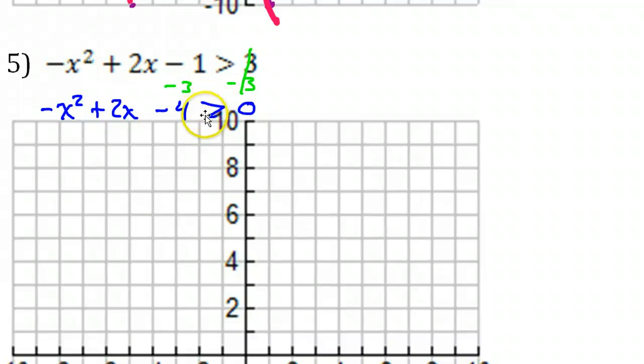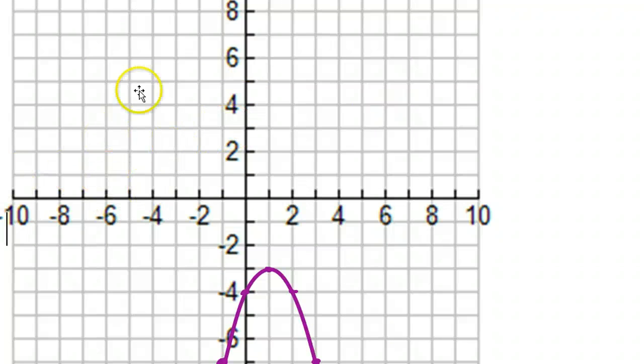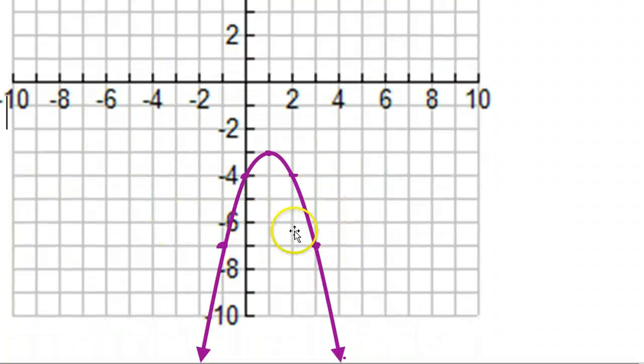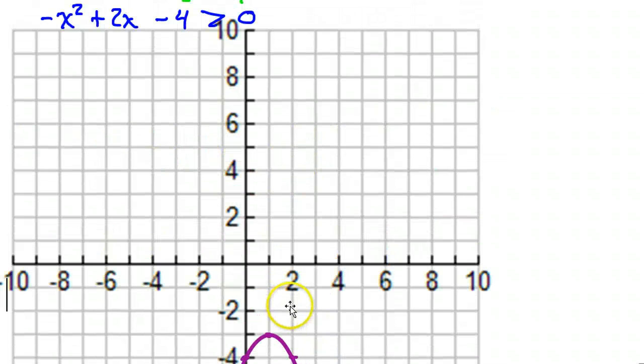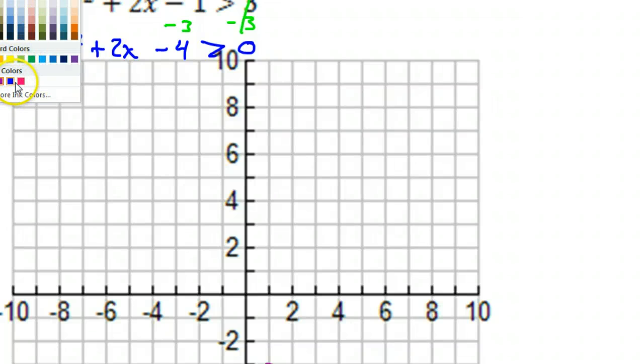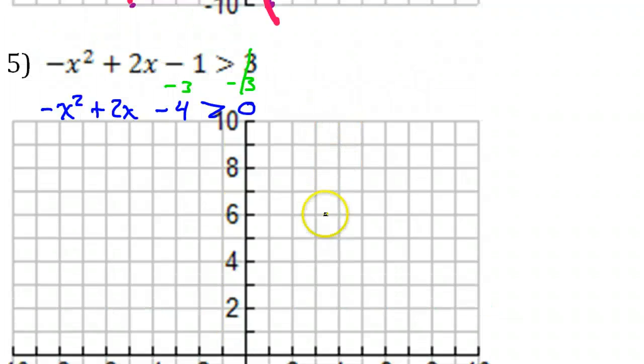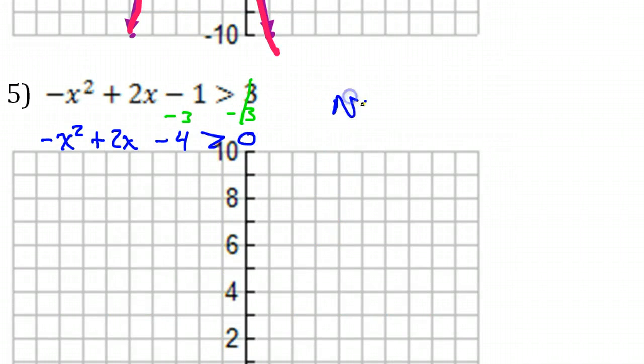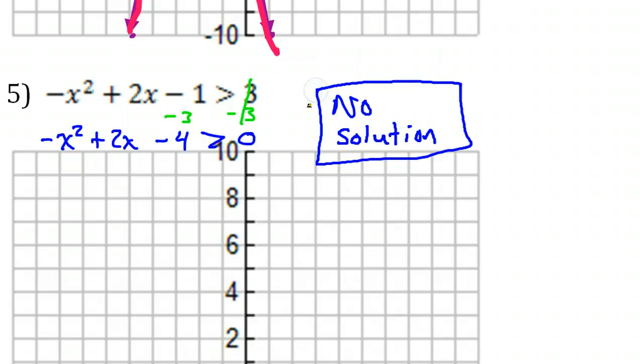Well, looking at this symbol, greater than 0, this inequality is asking where is the function greater than 0. In other words, where is the function above the x-axis? Which part of this function is above the x-axis? Well, no part of it at all. So that's why for this one we're just simply going to say no solution. Okay, that's all I really have to say about that.